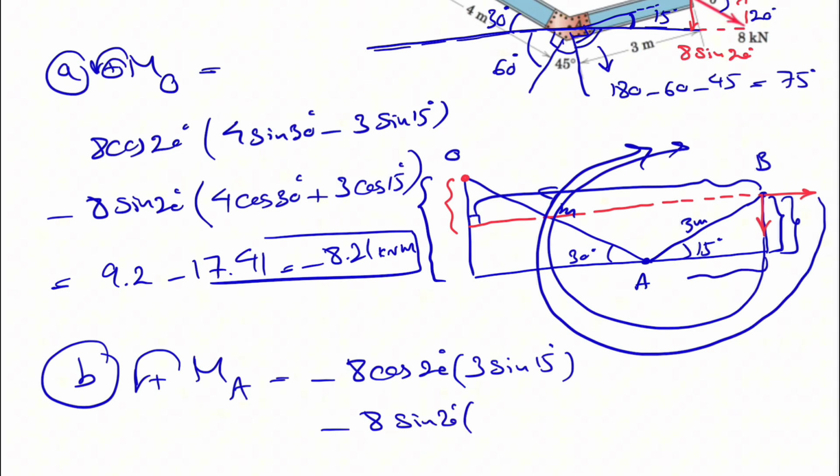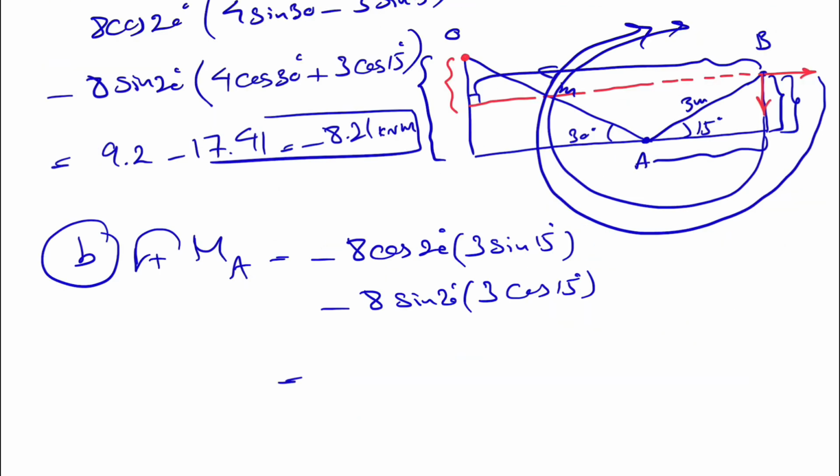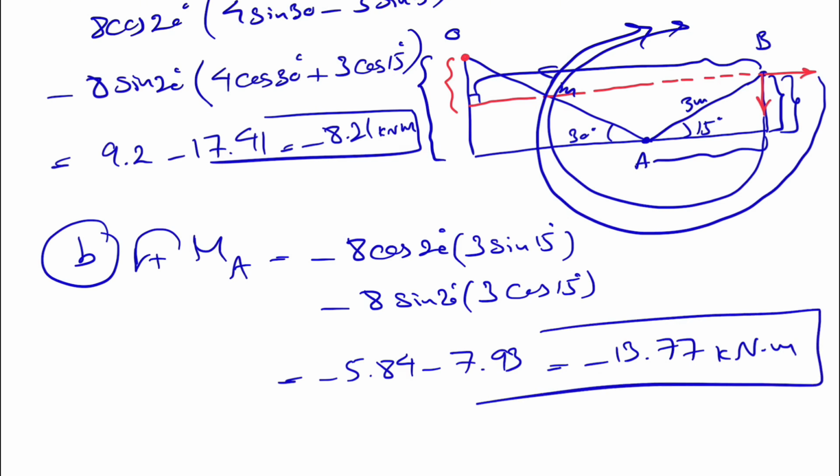And the distance would be what we have from here to here, which is 3 cosine of 15 degrees. And if we calculate this, we get minus 5.84 minus 7.93, and this is going to give us minus 13.77 kilonewton meter. And that's the answer for the B part of the question.